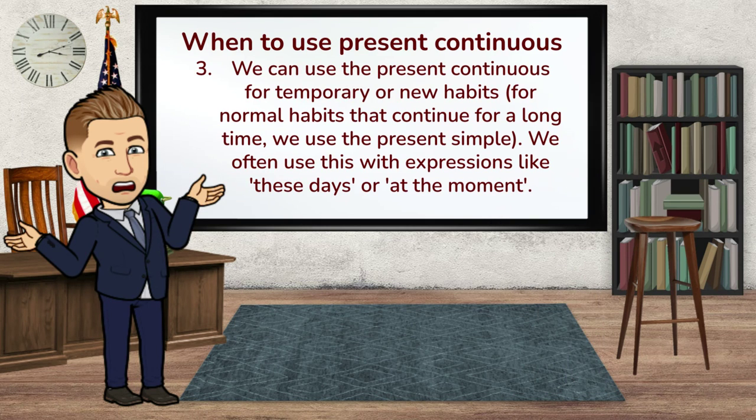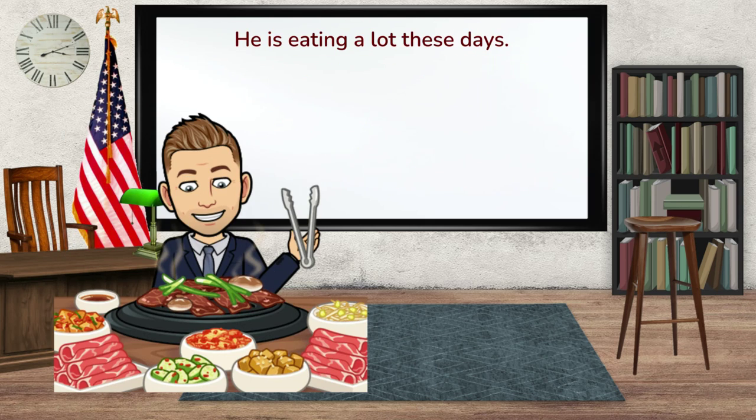So when to use the present continuous rule number 3. So we can use the present continuous for temporary or new habits. So for normal habits that continue for a long time, we use present simple, but these are the temporary or new habits. And we often use this with expressions like these days or at the moment. He is eating a lot these days. So we're saying this isn't something that he's been doing his whole life, and maybe it's going to be something that ends soon, we hope.